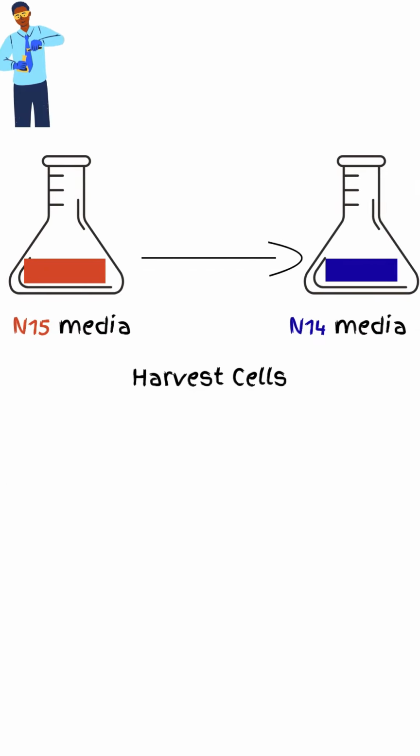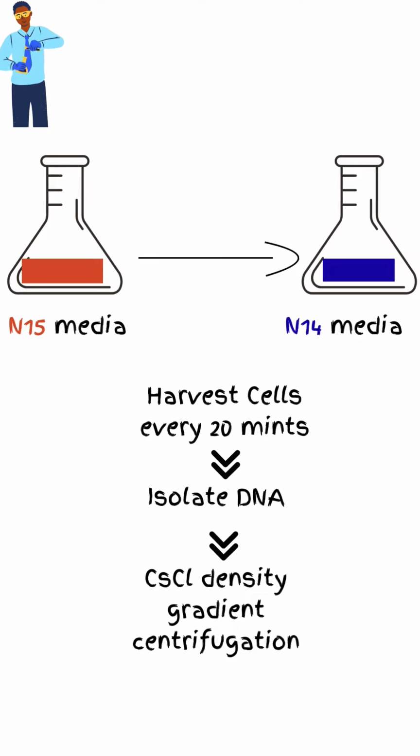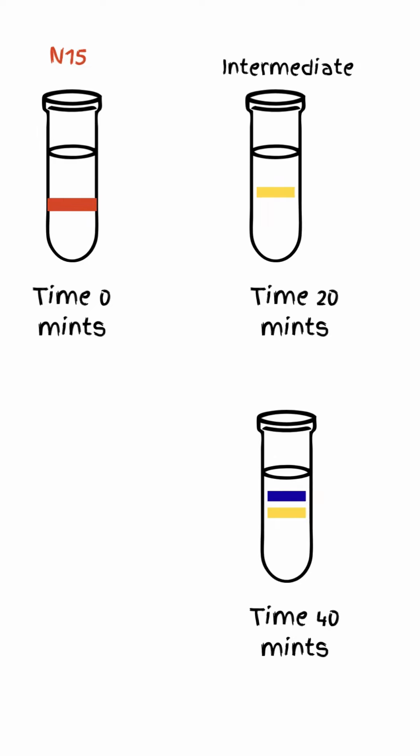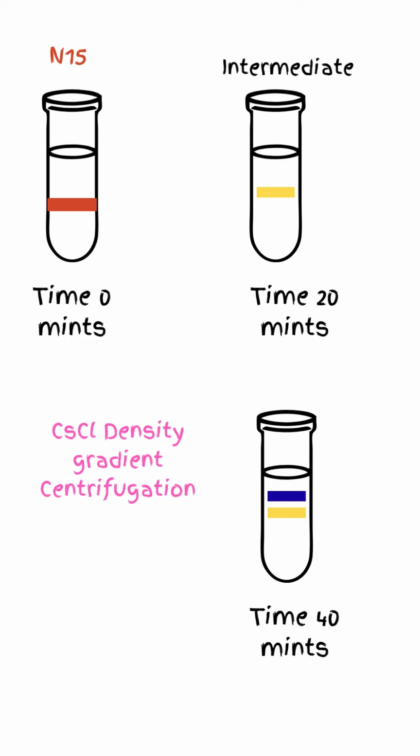After this, they shifted these cells into a new medium containing light nitrogen and checked the growth after every 20 minutes. After about 20 minutes, which is the first generation of bacterial growth, they extracted the DNA and checked it using cesium chloride density gradient centrifugation and found it was intermediate, meaning not fully heavy and not fully light. They continued taking DNA samples after each generation and analyzed them the same way.